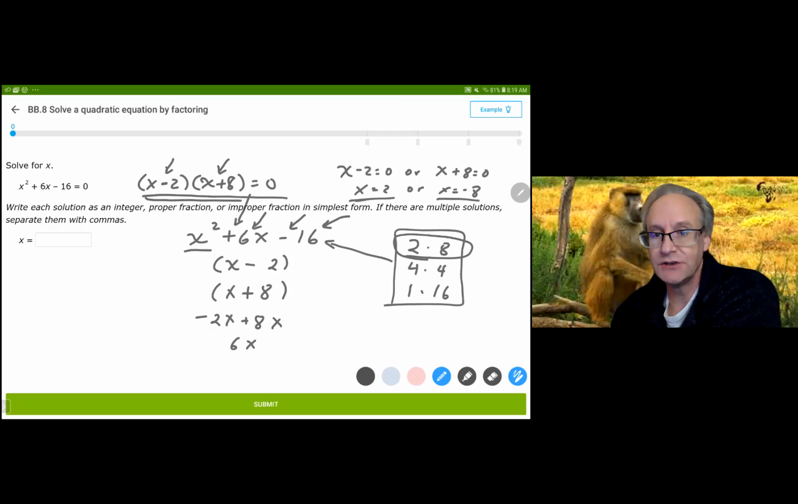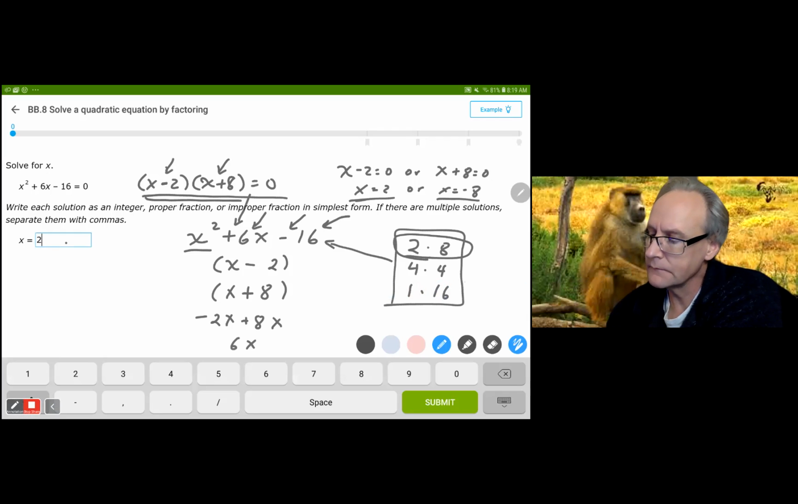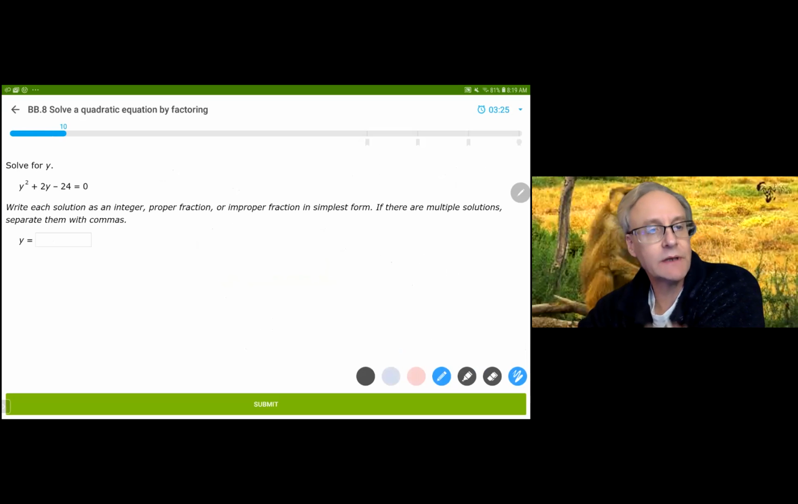I recommend that you don't oversimplify it, but that you do make it a little faster. So our two solutions are 2 and negative 8. And they want me to put a comma in between if you read the directions. And there's my two solutions, and I can move along. All right, I'm going to go a little faster maybe on this one.